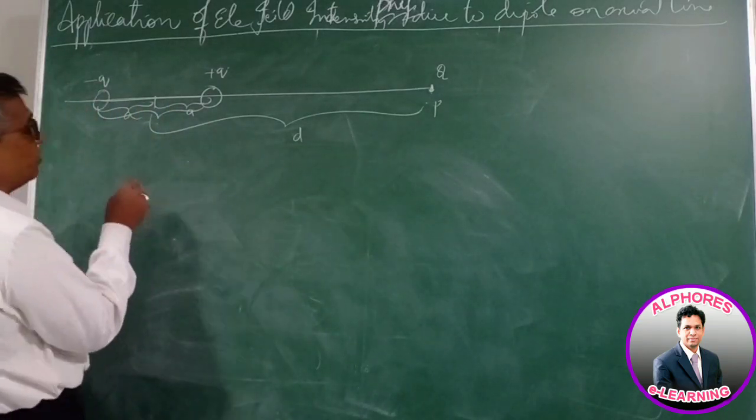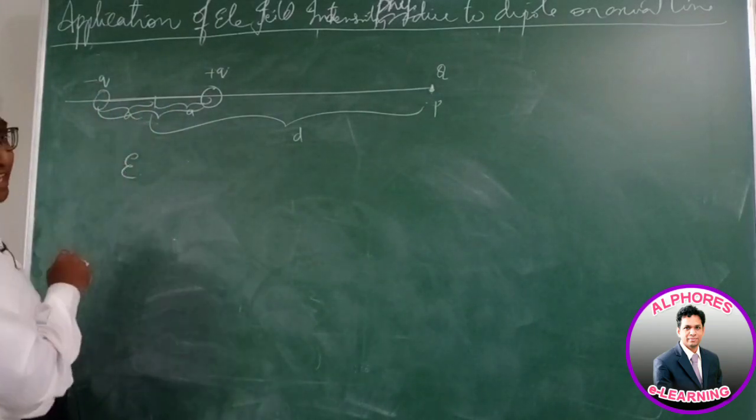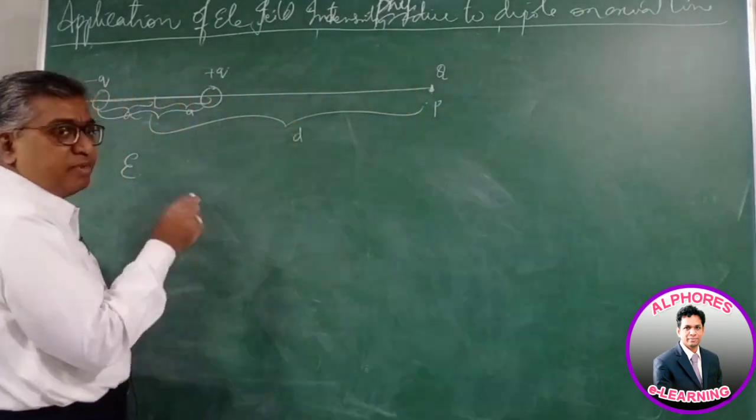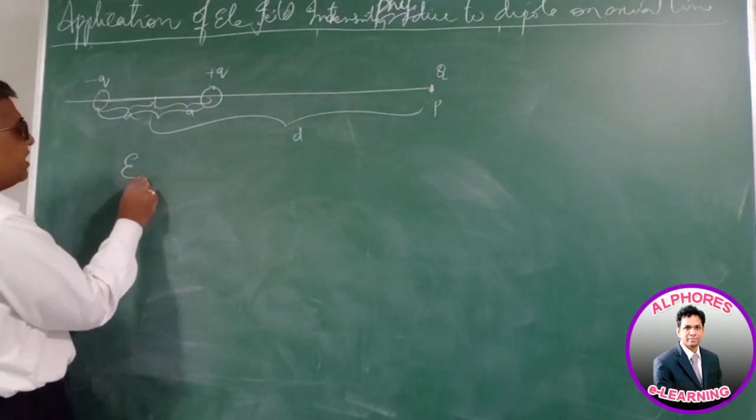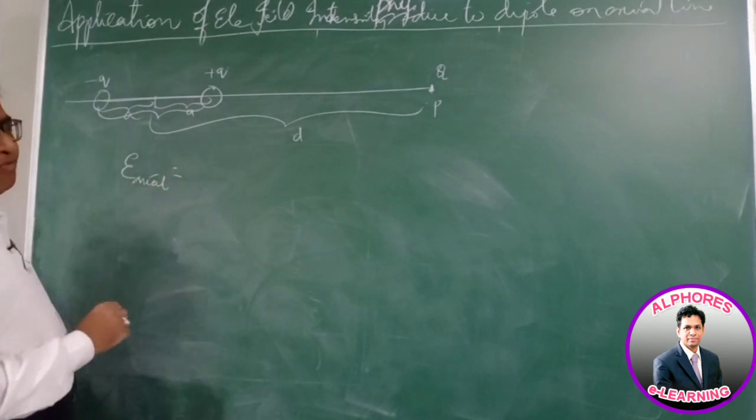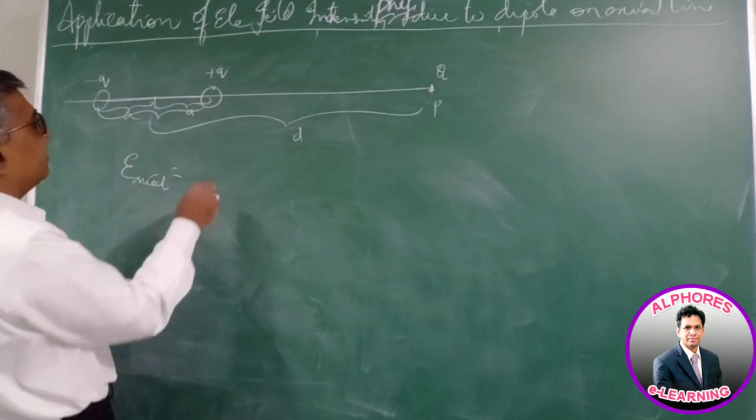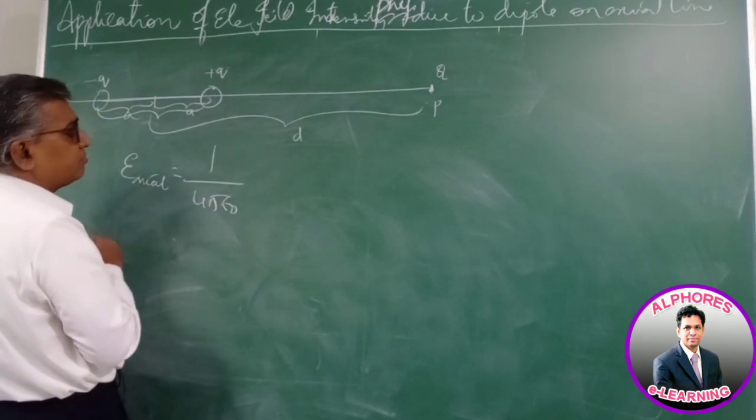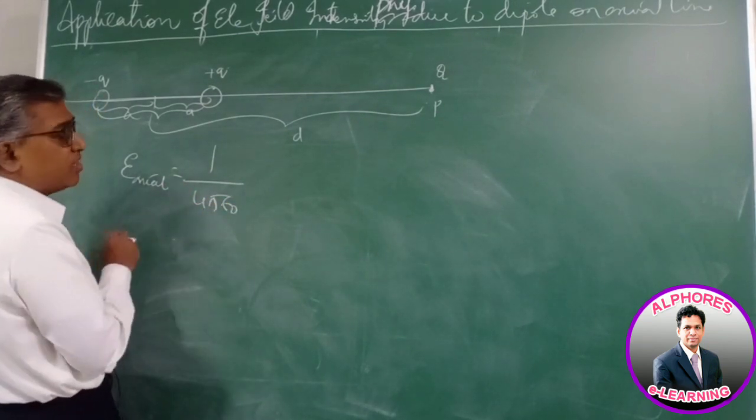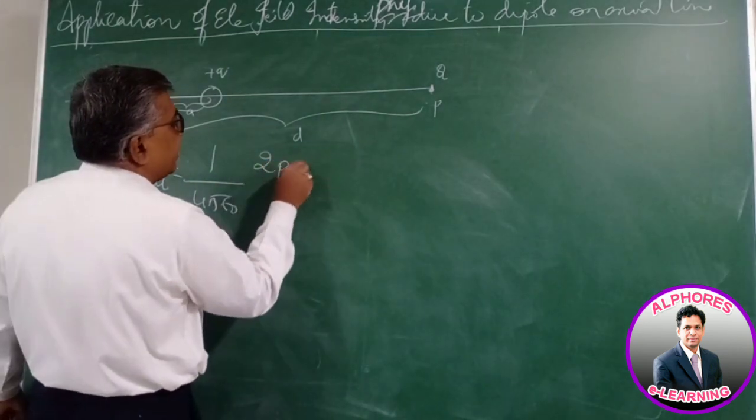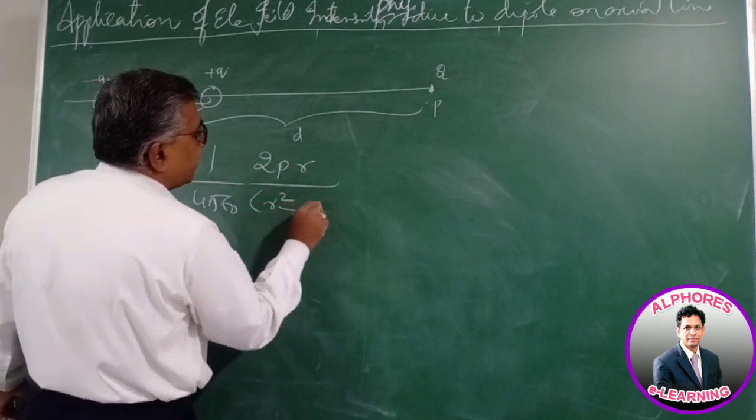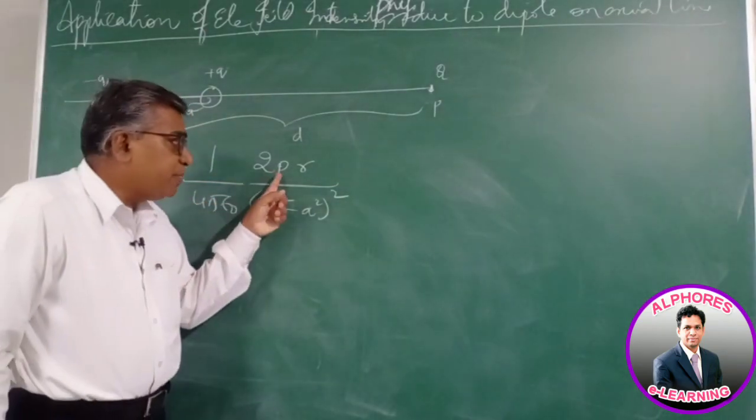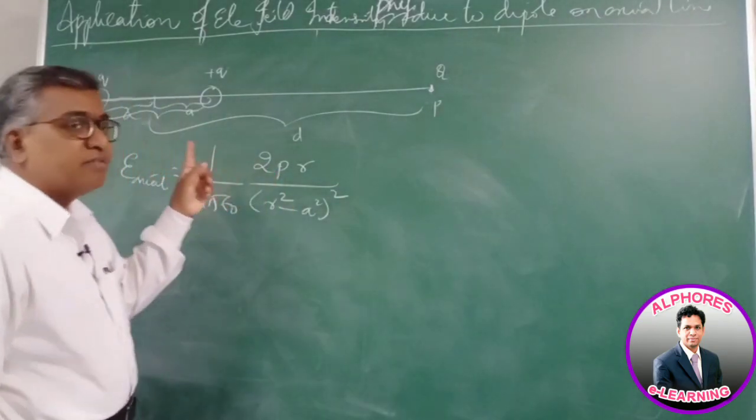You can evaluate it like this. First, the electric field at that point. Before finding the force, let me take the electric field on the axial line. We know for a dipole on the axial line, the formula is 1 by 4 pi epsilon naught, 2p into r by (r square minus a square) whole square. This is the actual formula, where p is the electric dipole moment of the dipole.